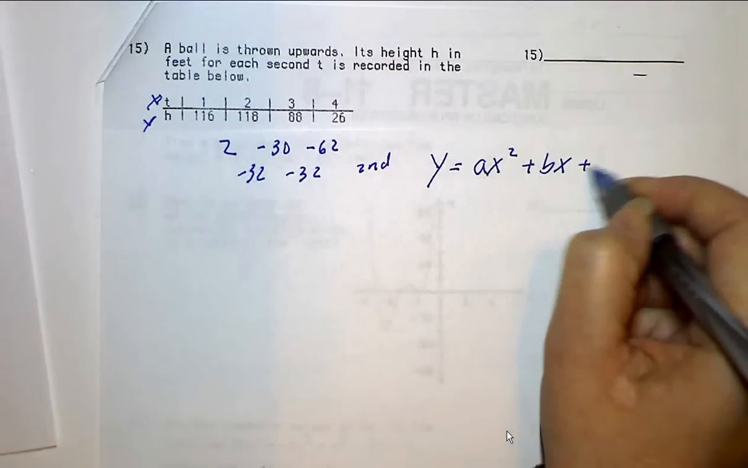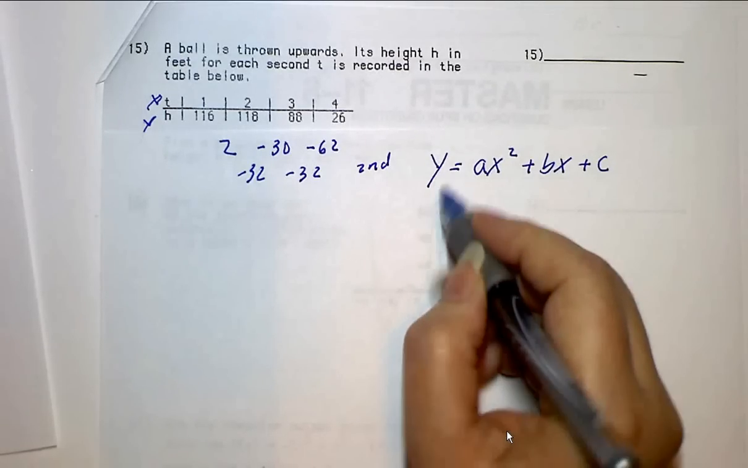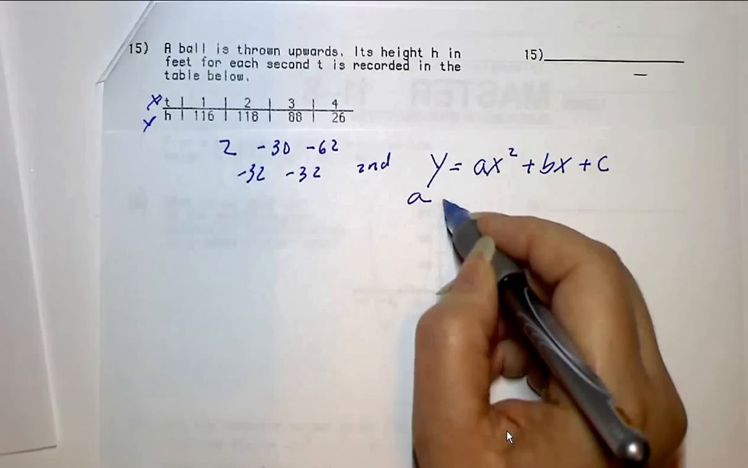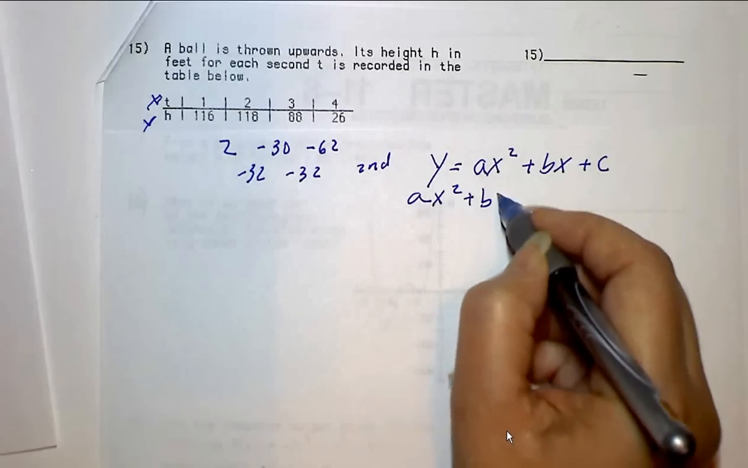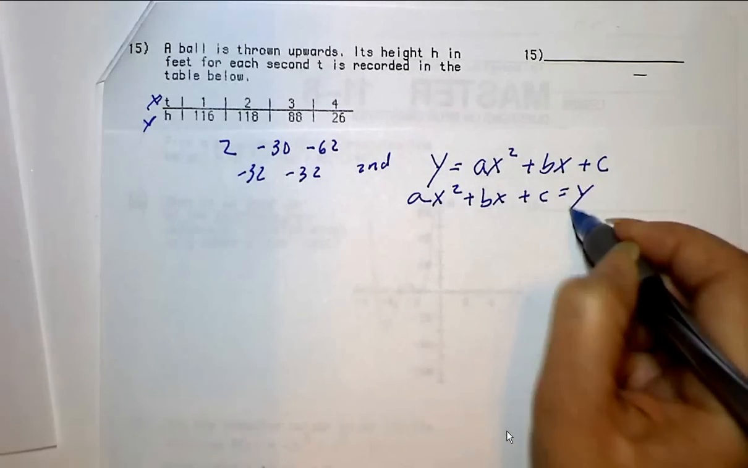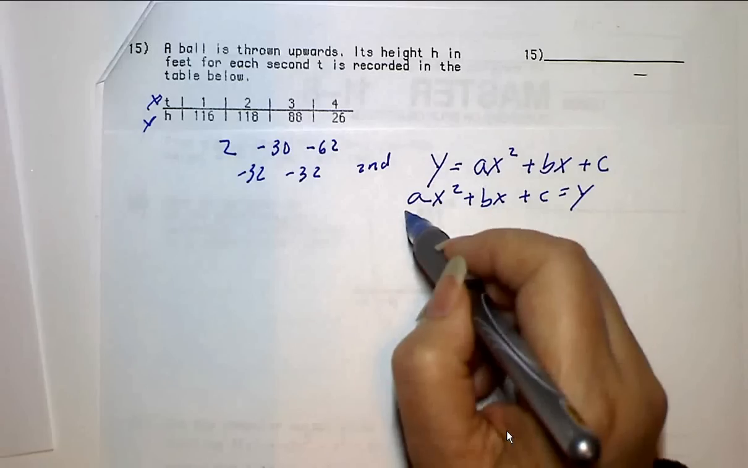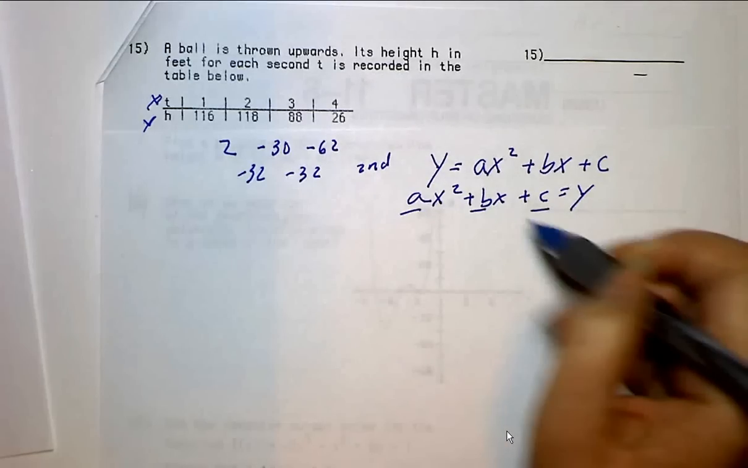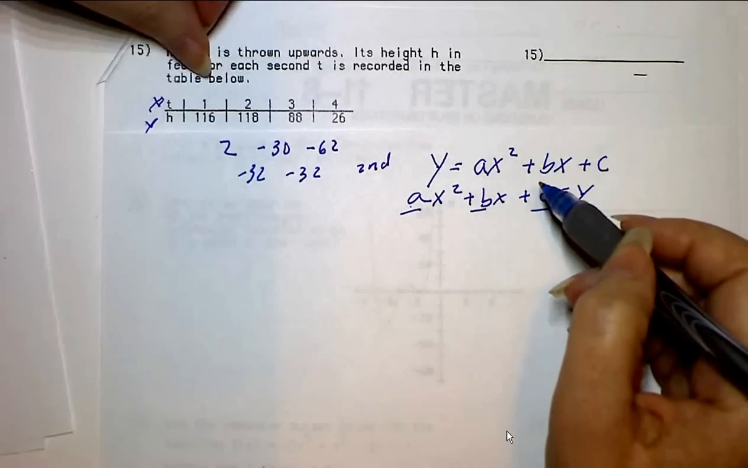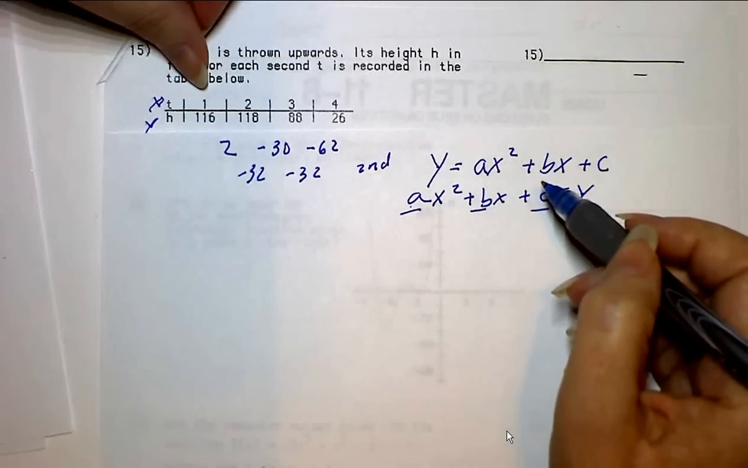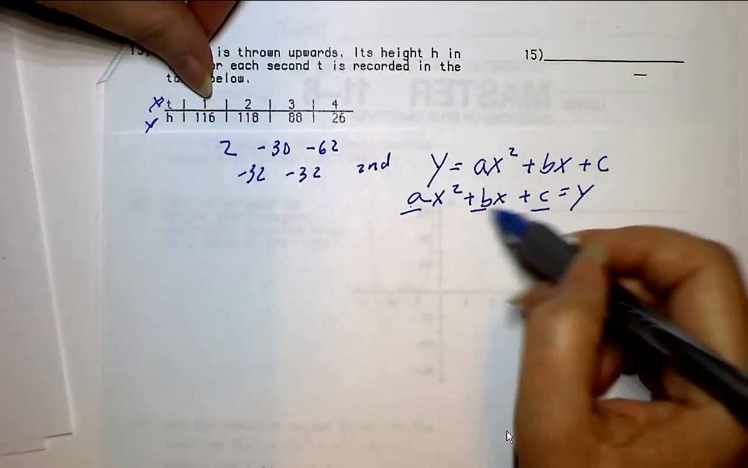But I'm actually going to put it the other way, just because it's going to be easier for our matrices. Ax squared plus bx plus c is equal to y. Alright, so now what do I have to do? We're going to be solving for a, b, and c, so that means I have 3 variables, so I need 3 equations. So how do I write my equations? Yes, I pull from here. So I'm going to put this 1 in for my x's, and then 116 for my y's.